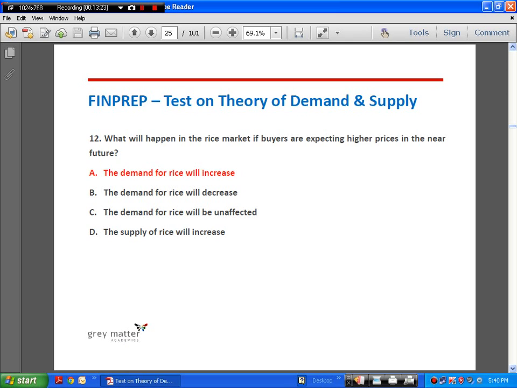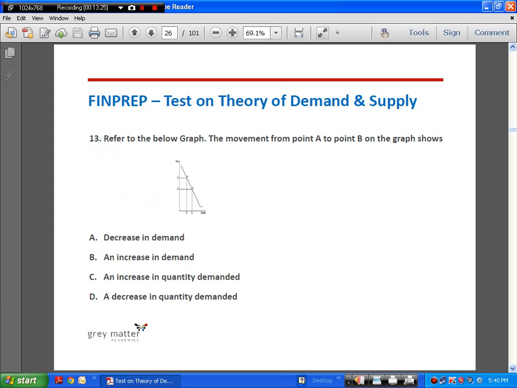The 13th question: refer to the below graph. The movement from point A to B on the graph shows. Point A to point B shows a movement along the same demand curve. Any movement along the same demand curve is not brought out by an increase or decrease in demand. Rather, it addresses the concept of increase or decrease in quantity demanded.